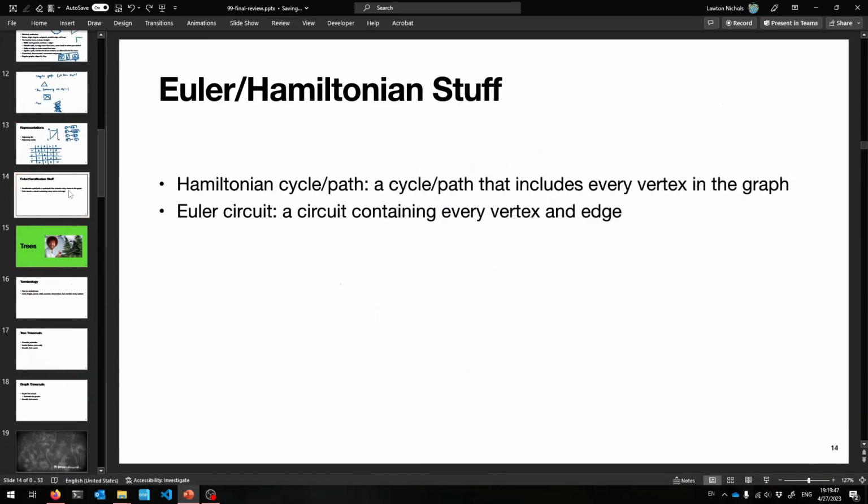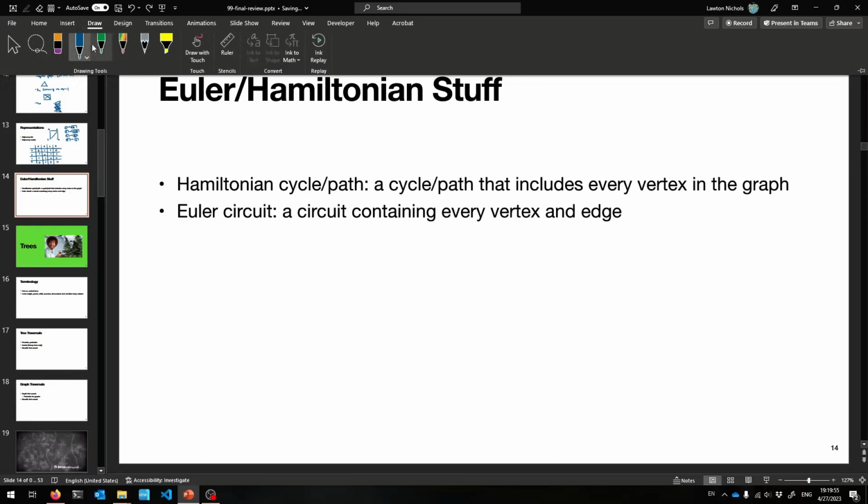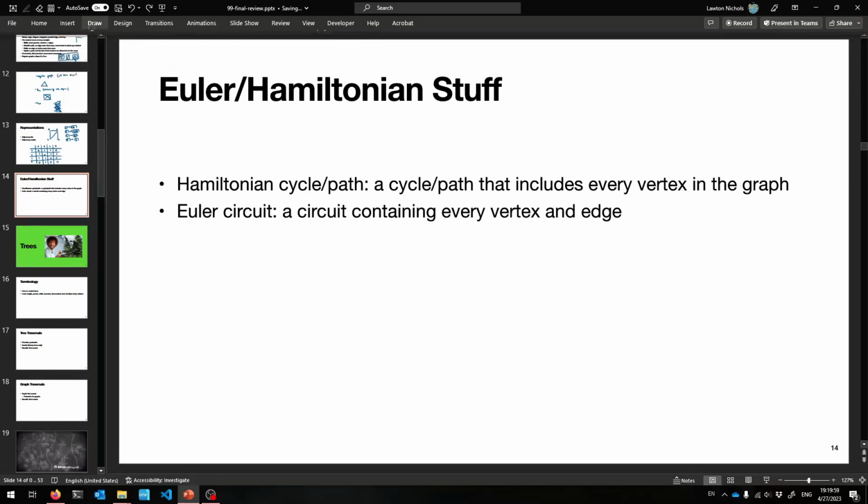And then finally we have our Euler and Hamiltonian stuff. We had Hamiltonian cycles and paths. That's a cycle or path that includes every vertex in the graph. Doesn't have to include every edge though. So here's an example graph. Let's do K4.